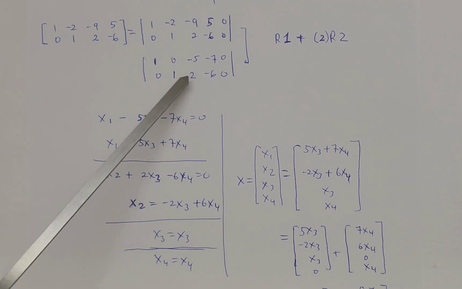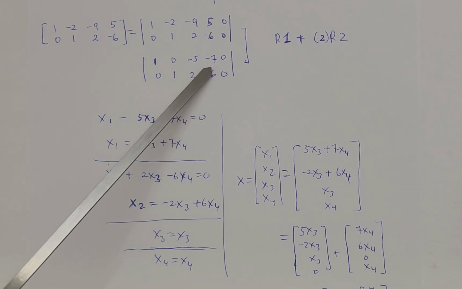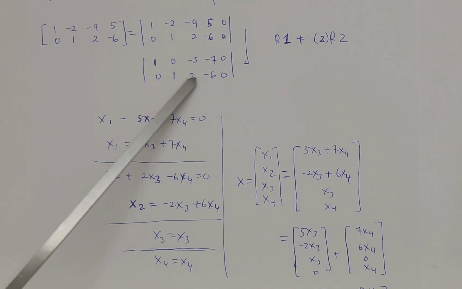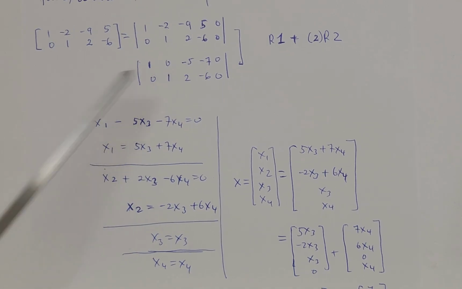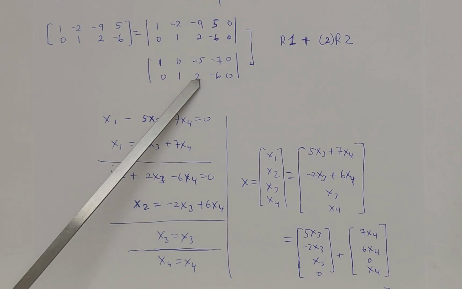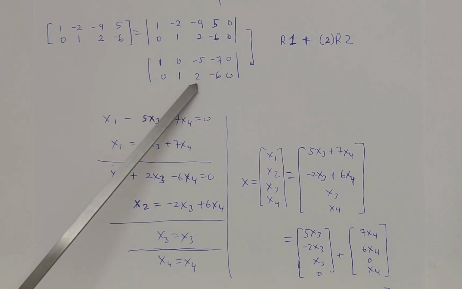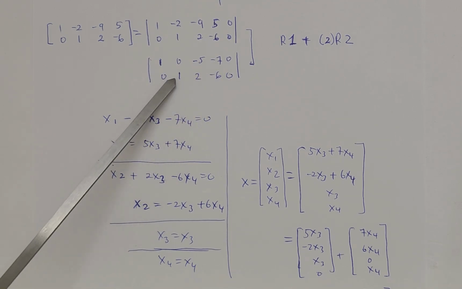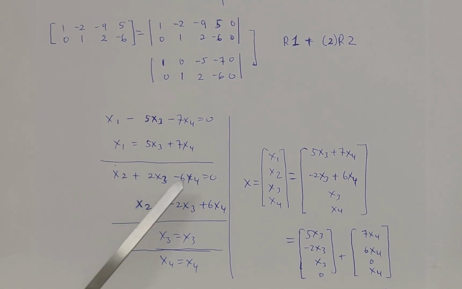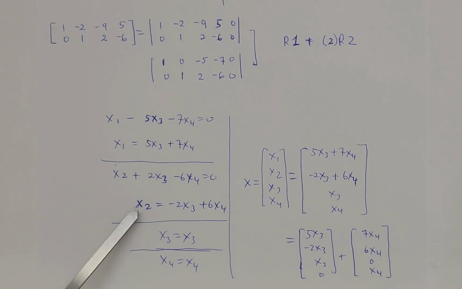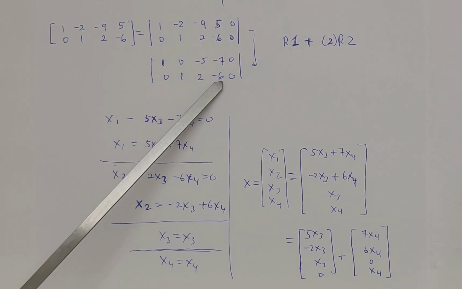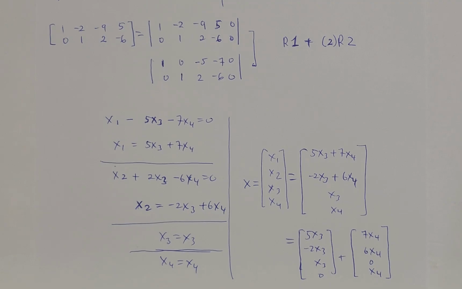Now because this is variable 3 and this is variable 4, variable 3 and variable 4 are not already taken by variable 1 or variable 2, which I have here. So therefore, variable 3 and variable 4 will be free variables.